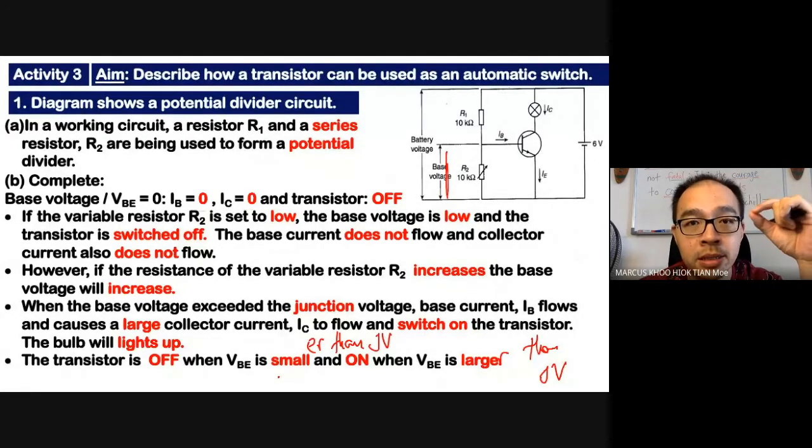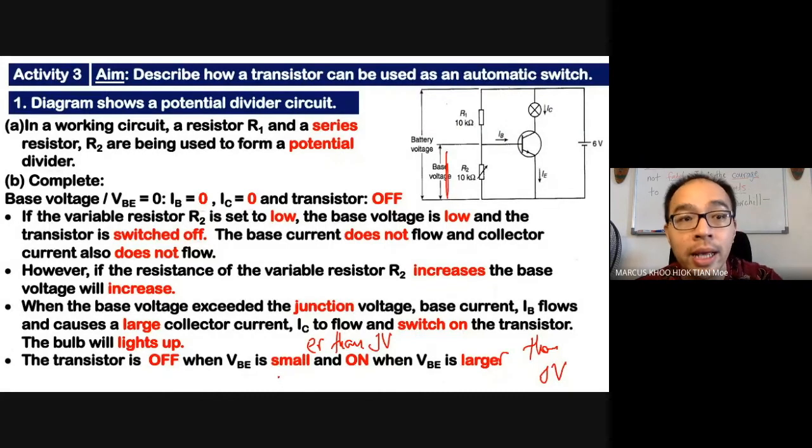Okay, but in detail, the actual explanation is that the base voltage is either smaller than the junction voltage or larger than the junction voltage. Everything depends on the junction voltage. If you don't have a voltage bigger than the junction voltage, then the transistor will switch off, because you don't give the electrons enough energy to pass through.